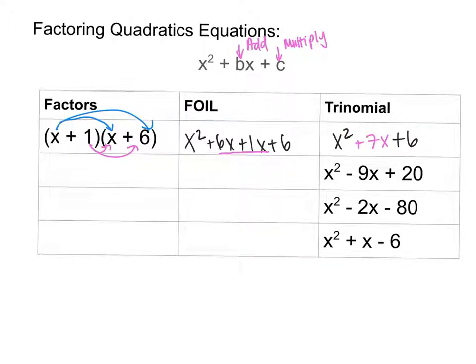So you multiply to get the last term, you add the factors to get the middle term. So now we're going to try to do this backwards. What you have to do first is look at the trinomial. Notice these are all quadratics.